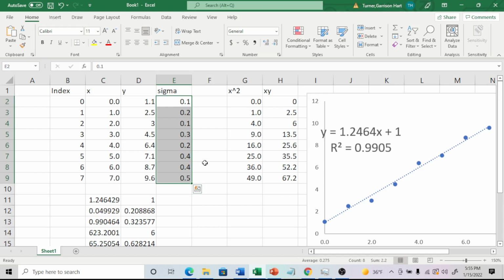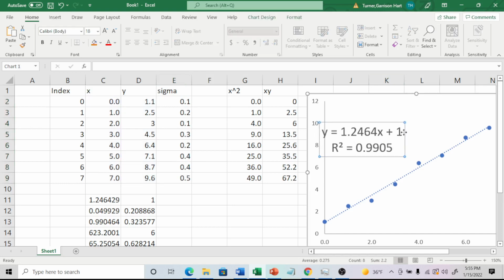And as a result, if I want to take these errors into account, this is going to affect the overall result for the slope and the intercept. It's going to affect these values. They won't necessarily affect the R squared equation, which we still have yet to program. I'll show you guys how to do that in this video.